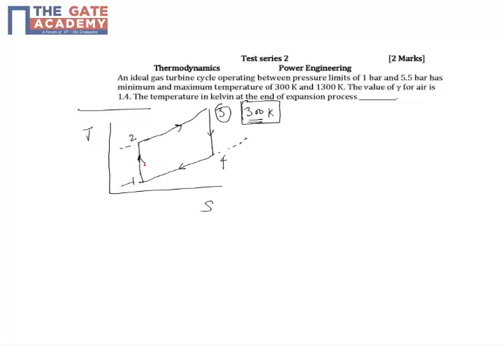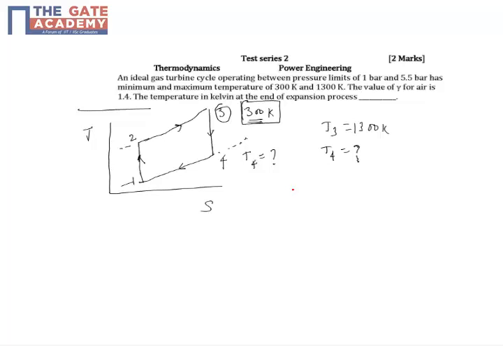Okay, so now what is asked is temperature at the end of the expansion process. So 3 4 is isentropic, that is constant entropy, that's why we have drawn vertical line. So what is the temperature in Kelvin? So T4 is asked. We know T3, T4 is asked, and the only thing we know is that the pressure ratio is given. So how do I relate T3, T4 and pressure ratio?